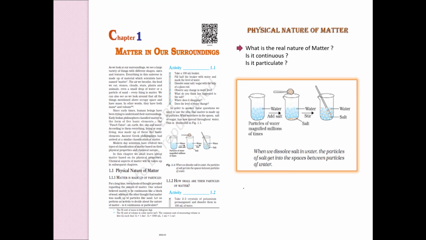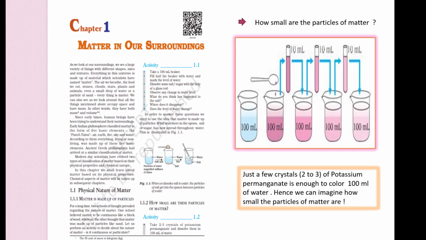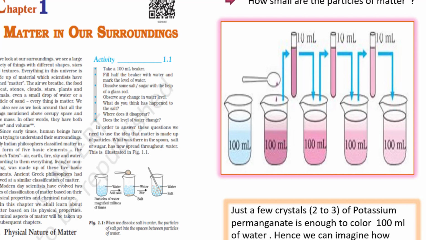Now that we are clear that matter is made up of particles, what are these particles like? How small or how big are they? To understand this, we will perform the next activity, 1.2. In this activity, as you can see in the diagram, we have taken 100 milliliter beakers, 5 to 6 in number. We have filled them with an equal quantity of water, maybe 100 milliliters in each of the containers. And we take 3 or 4 test tubes.